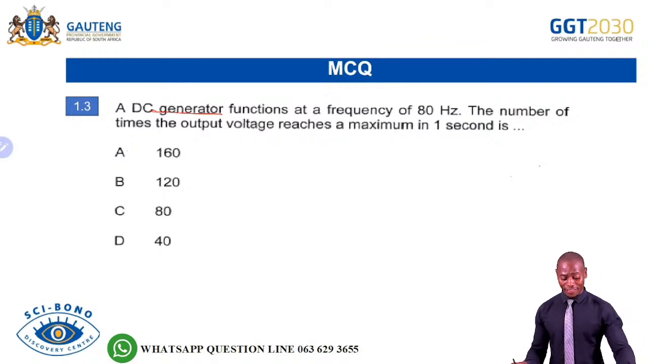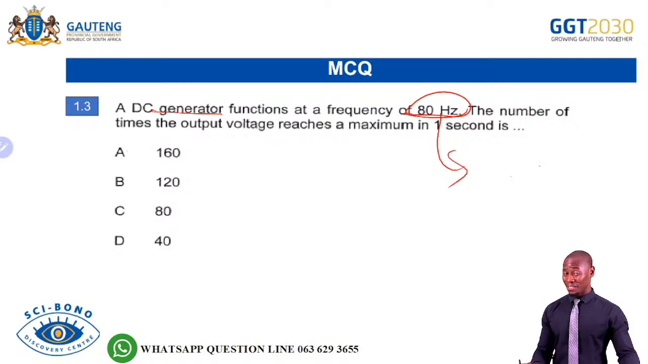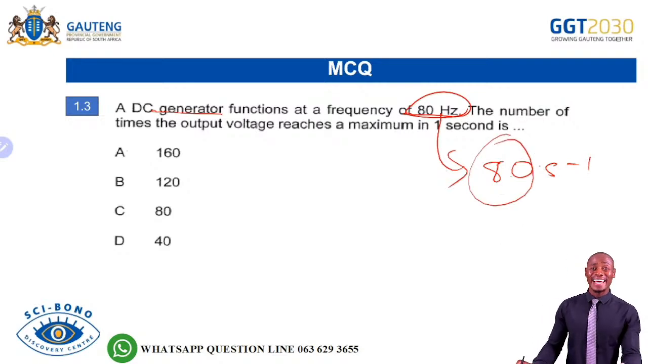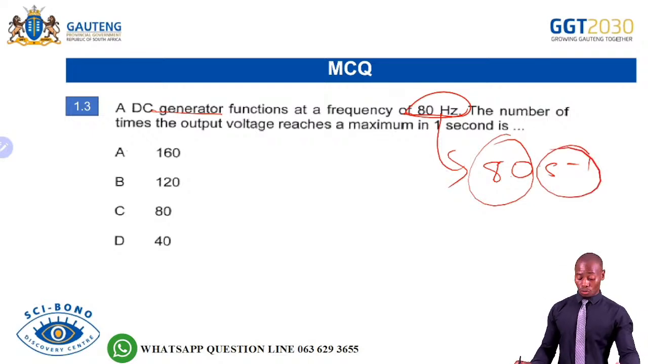A DC generator functions at a frequency of 80 Hertz. What is the meaning of 80 Hertz? Remember, that is frequency, and frequency is the total number of waves passing a point per second. So 80 Hertz means there are 80 full waves passing a point per second. That is the meaning of 80 Hertz: 80 waves per second. All right.